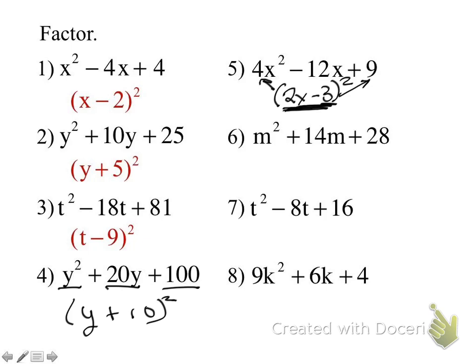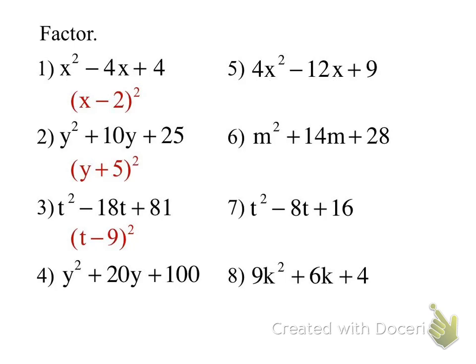Negative 6 times 2 is negative 12x. It matches the middle term, so that's correct. Next one. Okay, Cubby, that's correct. 28 is not a perfect square.